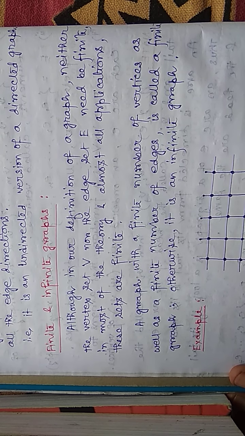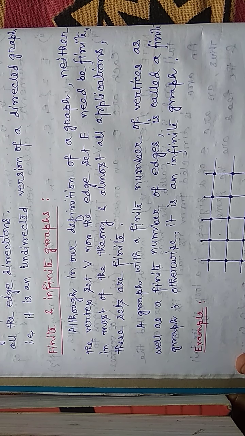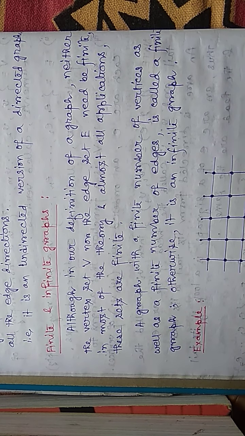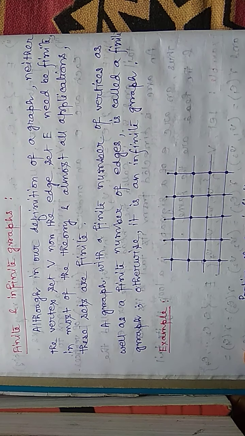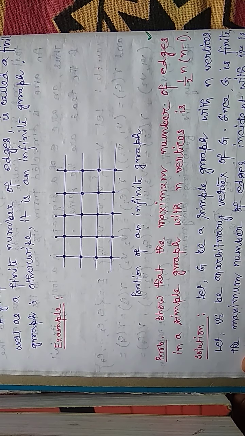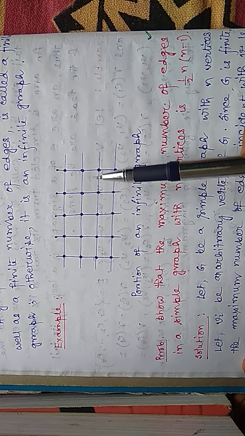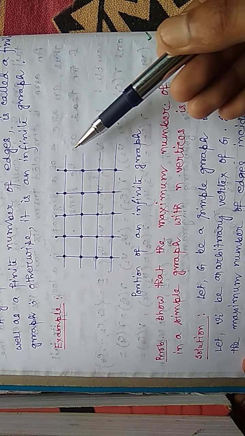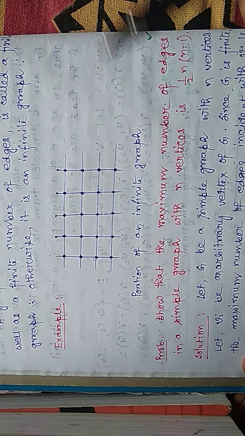Next, finite and infinite graphs. Although in our definition of a graph, neither the vertex set V nor the edge set E need be finite, in most of the theory and almost all applications, these sets are taken to be finite. Okay. Now a graph with a finite number of vertices as well as a finite number of edges is called a finite graph. Otherwise, it is an infinite graph. Actually, I cannot draw the whole diagram of an infinite graph. This is a portion of an infinite graph, just like there are some other vertices and from there are some edges and so on.